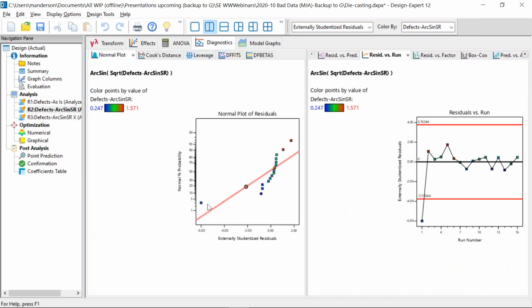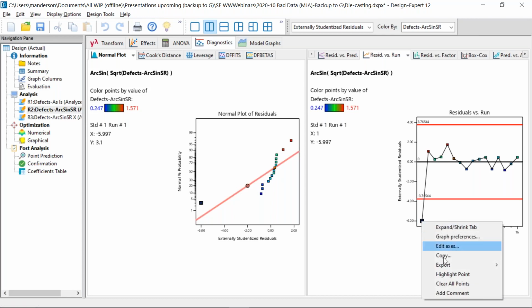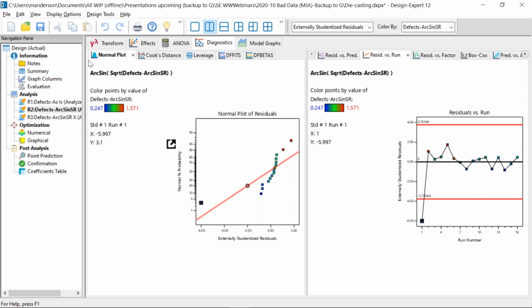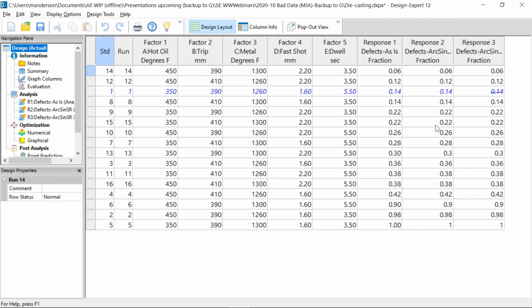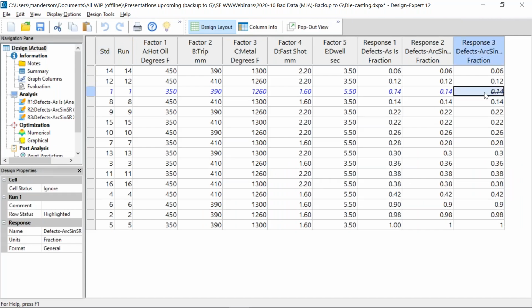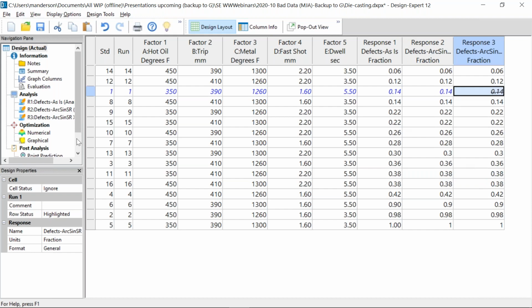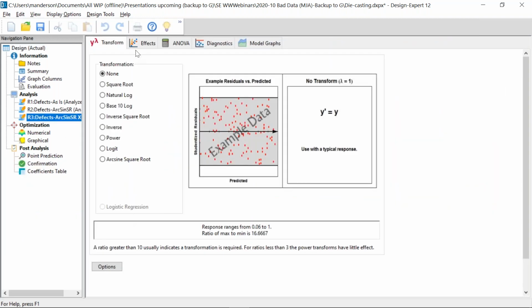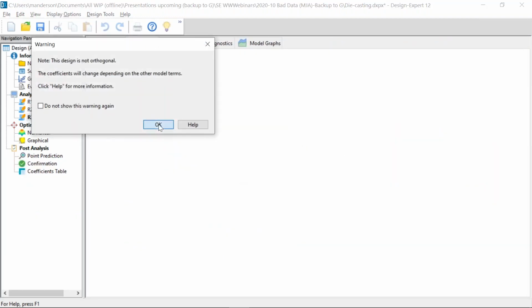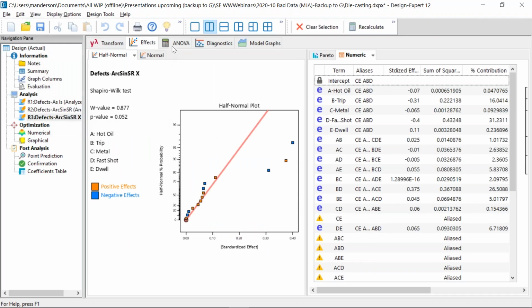So then I said, okay, I'm convinced this point is not only a statistical outlier, but also we have a special cause for it. So I'm going to highlight this, and then I'm going to take it out. And you do this by right-clicking and just changing it to ignore. So I'm putting it back to normal, and now I'm ignoring it. So now what happens? Pretty exciting, huh? Look at that.